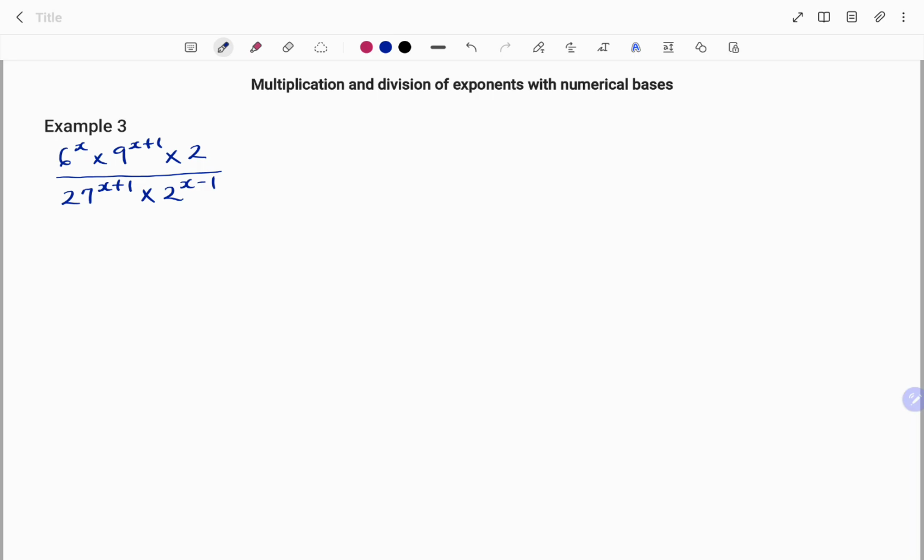In this example, we have 6x times 9 to the power of x plus 1 times 2, all divided by 27 to the power of x plus 1 times 2 to the power of x minus 1.